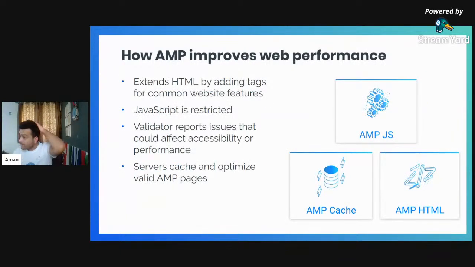So how does AMP actually improve web performance? AMP HTML, which is an extended form of HTML tags that I explained to you. So these are the common features that a website uses. Even still in 2020, we are relying on HTML and writing most of our website code. And these components sometimes are not that easy.